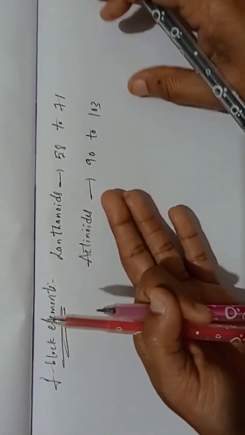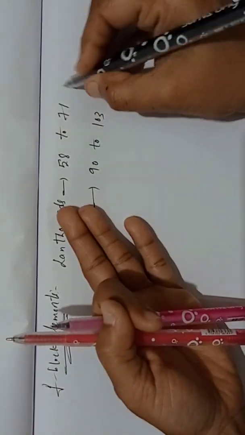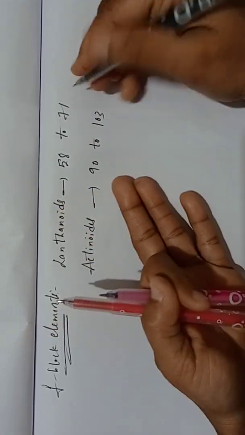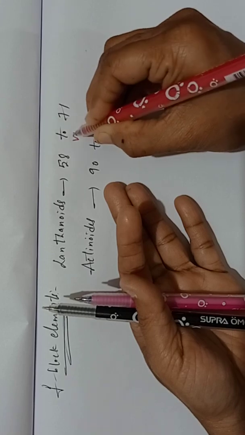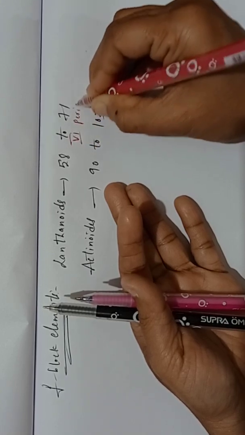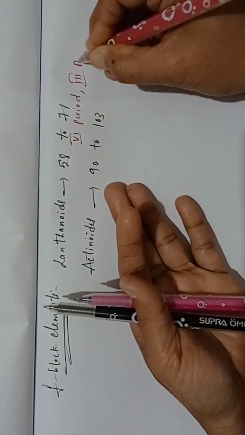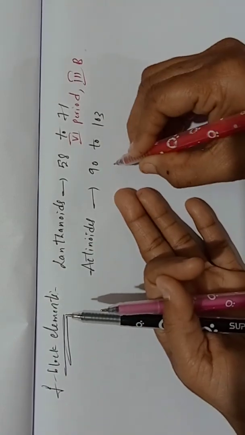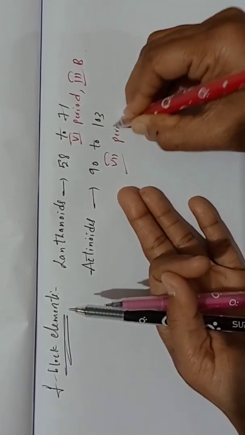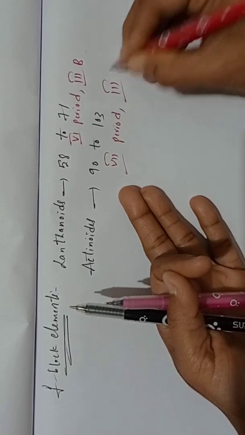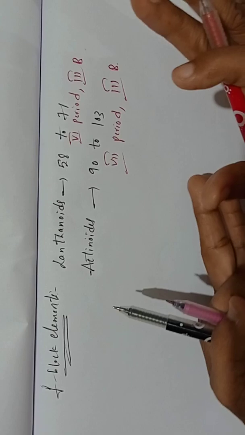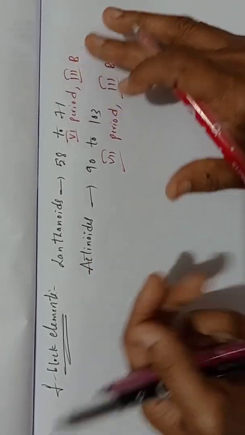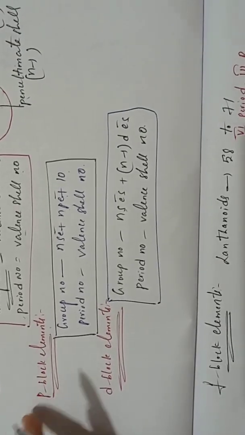58 to 71 means which period, students? 58 to 71 belongs to the 6th period. Are you clear? This is the 6th period and 3rd B group elements. Actinoids belong to the 7th period, 3rd B group. Same group elements. This is the 6th period, this is the 7th period. This is fixed. You have to remember this one. So these four are the tricks, students.